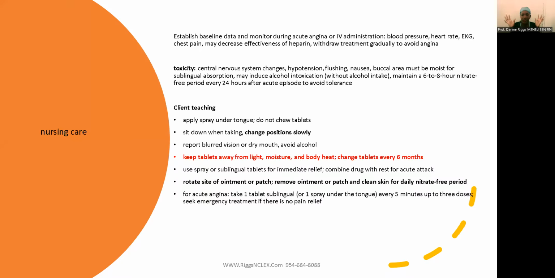So let's recap. This should stick in your long-term memory. We're monitoring blood pressure, heart rate, and EKG. In the hospital, they're on an EKG monitor. We're monitoring their pain. And if they're on heparin or Coumadin, lots of teaching, lots of monitoring. We're monitoring toxicity if they're on digoxin. Before we give them the meds, we want to moisten their mouths.